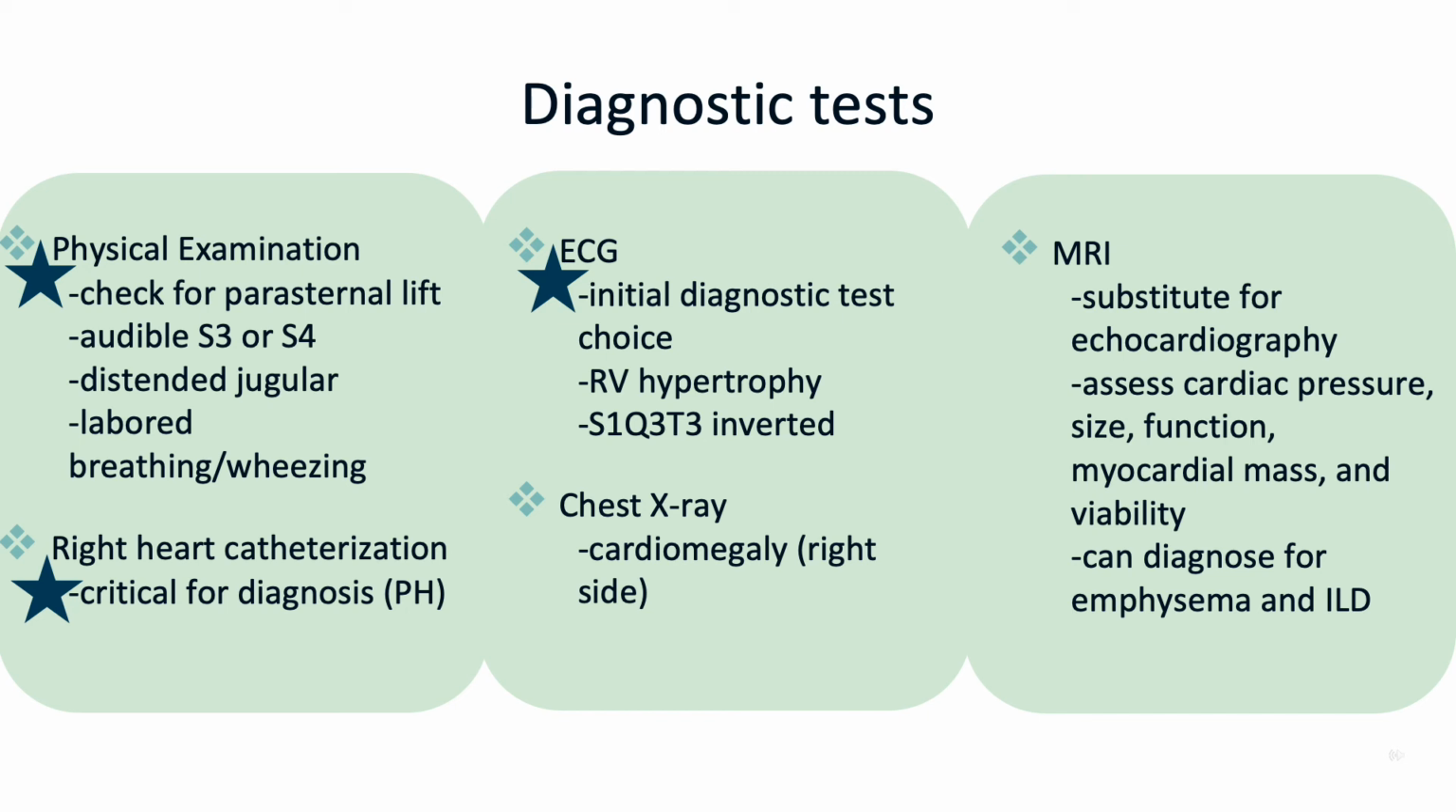It can assess the pressure, size, function, myocardial mass, and viability of the heart by taking detailed scans and images. It can check for emphysema or any ILD that contribute to cor pulmonale. A chest x-ray can be used to check the right side of the heart for cardiomegaly, an enlarged heart. Another diagnostic test of the many tests is a right heart catheterization. This is a critical test for diagnosing pulmonary hypertension.